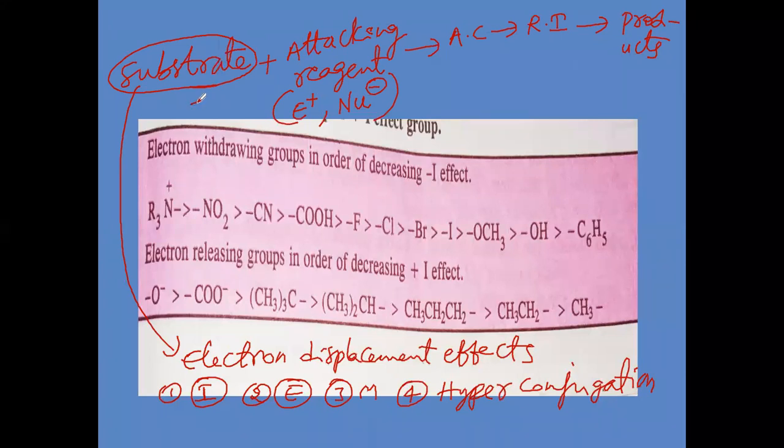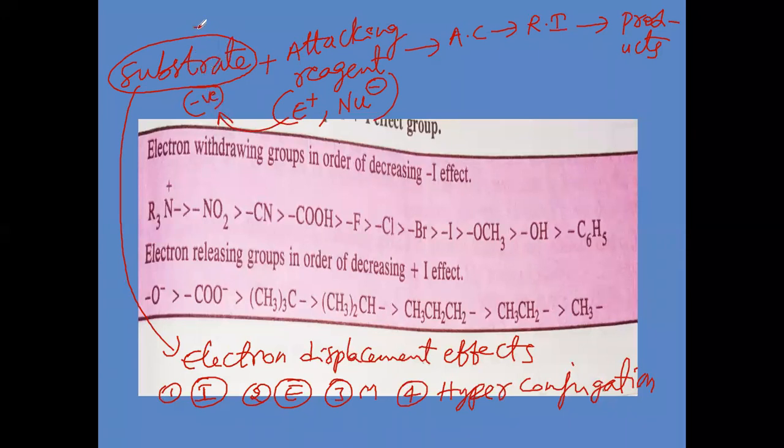Suppose the substrate molecule has a negative charge at one point. This negative charge will be attacked by what? E plus. E plus means electrophile. The electrophile will attack the negative part of this substrate molecule.